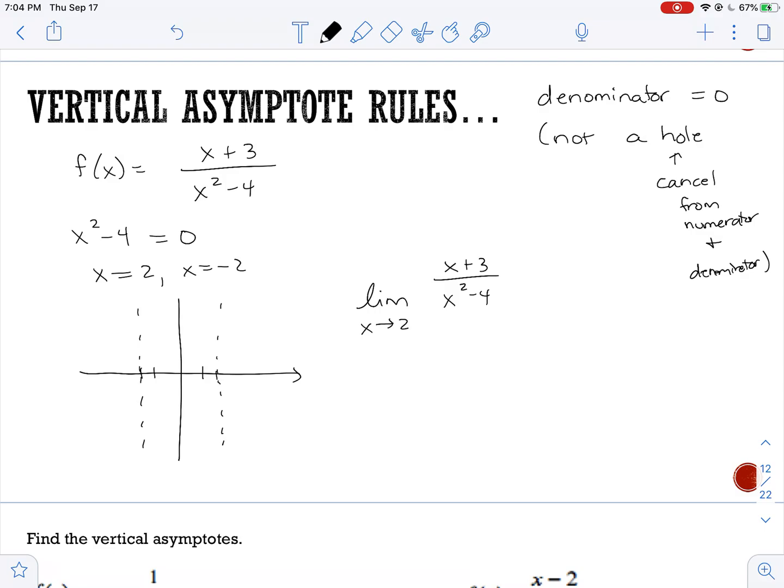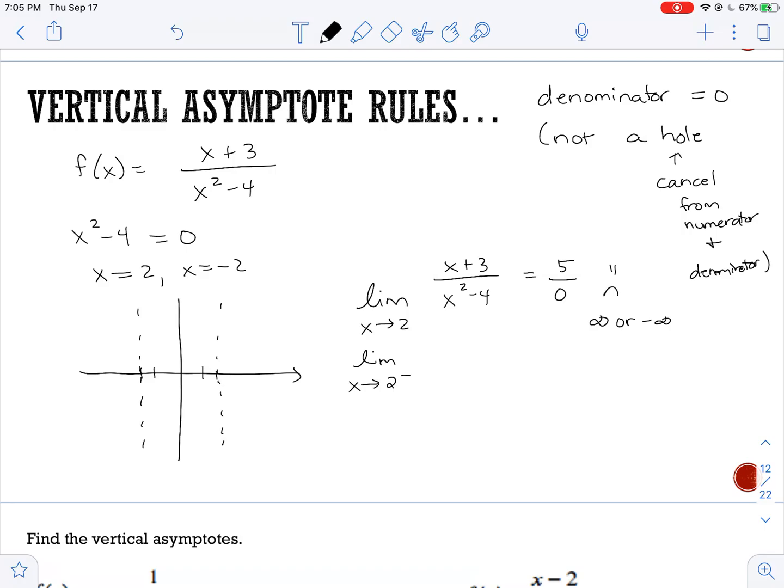So we want to know what's the limit as x goes to 2 of (x plus 3) over (x squared minus 4). Well, if I plug in 2, I would get 5 over 0. That's not an indeterminate form. That's undefined. When this happens, that means the limit's either going to be infinity or negative infinity, and we've got to figure out which it is.